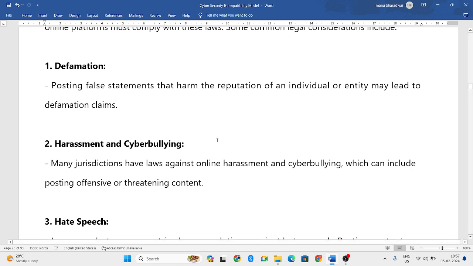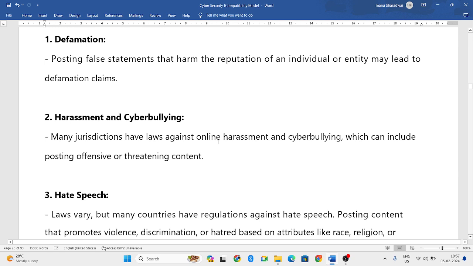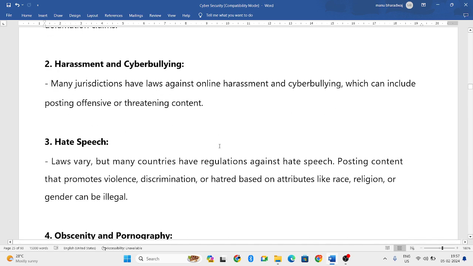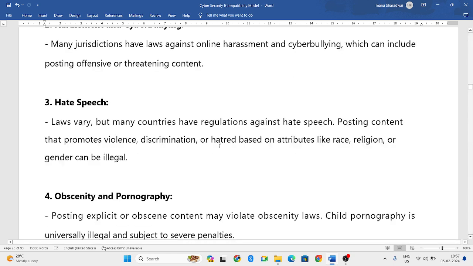Next we have harassment and cyberbullying. There are many laws against harassment as well as cyberbullying, which you commit by posting offensive content or threatening anyone. Again, the law comes into the picture there. Next, you have hate speech. Many countries have regulations against hate speech. Any speech which promotes violence or discrimination about gender or religion is illegal, and you should not post any such content which will result in controversy.